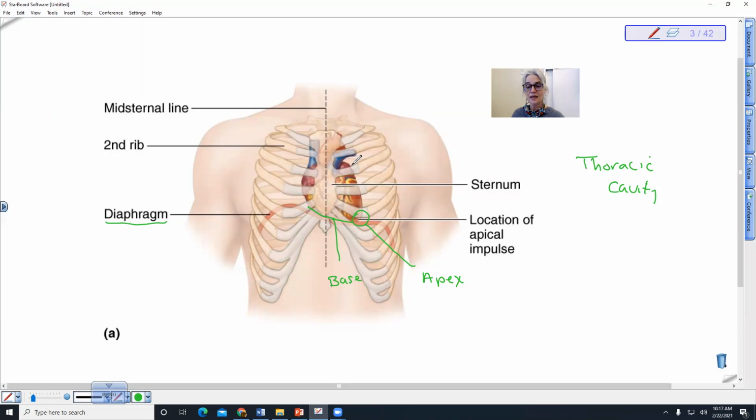And so the lungs on the left side actually have a cardiac notch. So there are actually fewer lobes of the lungs on the left side than there are on the right.